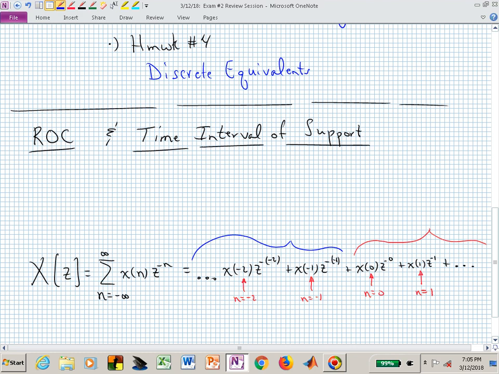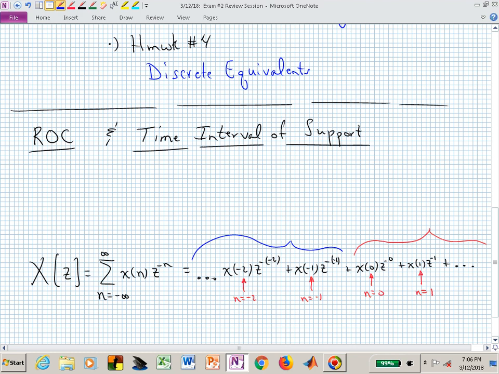Capital X of z is equal to this infinite sum from minus infinity to infinity of x of n, z to the minus n. So you're weighting these time sequence values, little x of n, by this complex variable z to the minus n. And you can write this all the way out. From minus infinity, you probably don't want to start there, but you might start at something a little less adventurous, like n equal minus 2, n equal minus 1, and then go on up, just to get the idea.